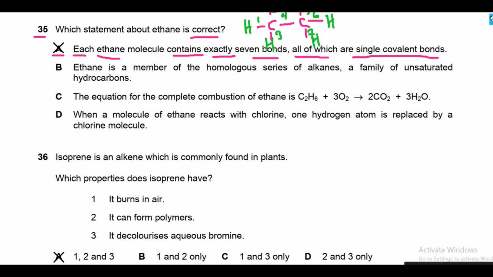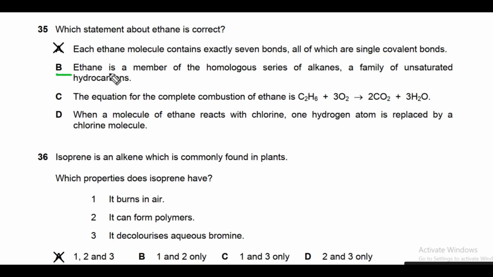So A is the right answer. Why is B wrong? Ethane is a member of the homologous series of alkanes, a family of unsaturated hydrocarbons? No, ethane has carbon-carbon single bonds, so this is a saturated molecule, a saturated hydrocarbon. So B is wrong.